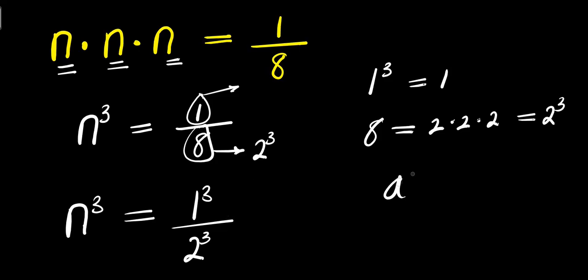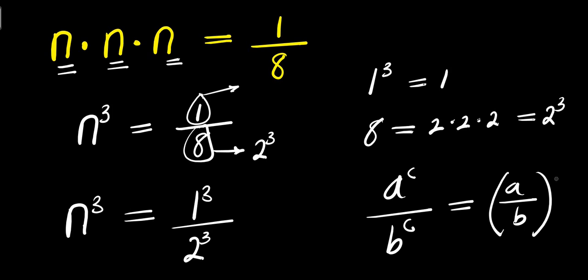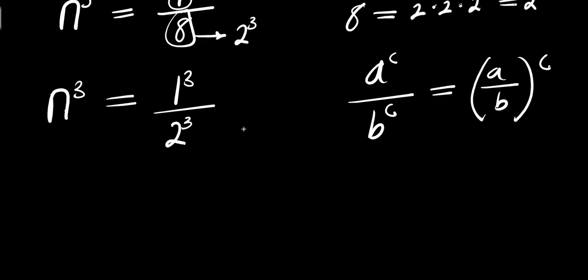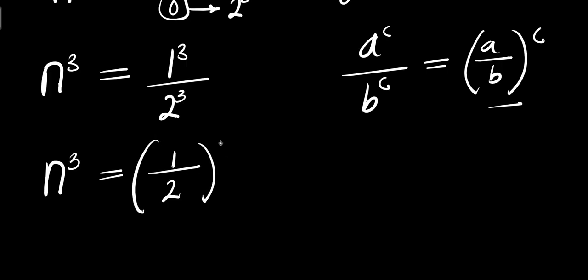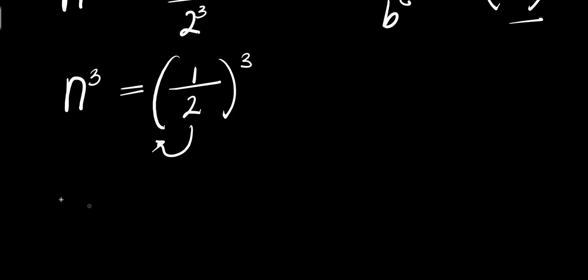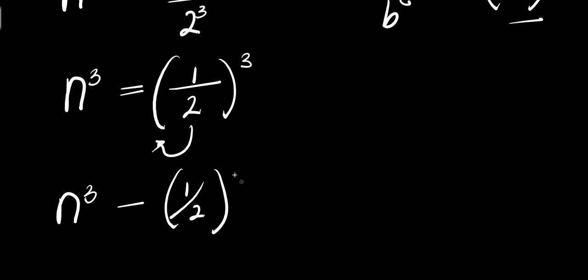Now, if you have a to the power of c divided by b to the power of c, this equals a divided by b, all to the power of c. Following that identity, I'll have n to the power of 3 equals 1 divided by 2, to the power of 3. To solve this equation, I move this over here and equate it to 0. So we'll have n power 3 minus 1 divided by 2 to the power of 3 equals 0.